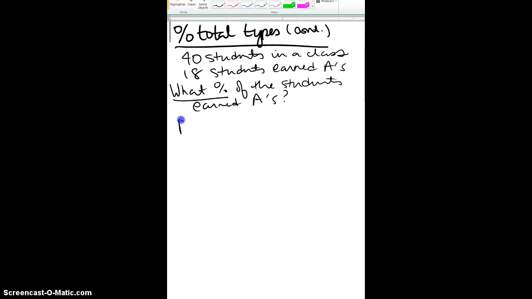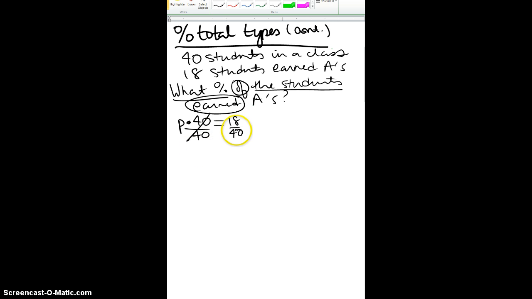So what percent of means times the students. Well, how many students were there? That's the 40. Earned, there's your verb, like were, was, earned, A's. That would be 18. And so the algebra says to undo multiplying by 40, you would divide by 40. Right, and again, divide this on your calculator, and again, you're going to want to convert it into a percent.